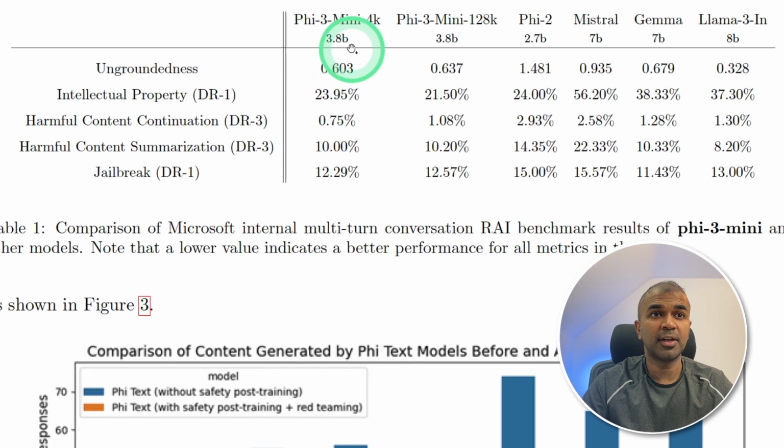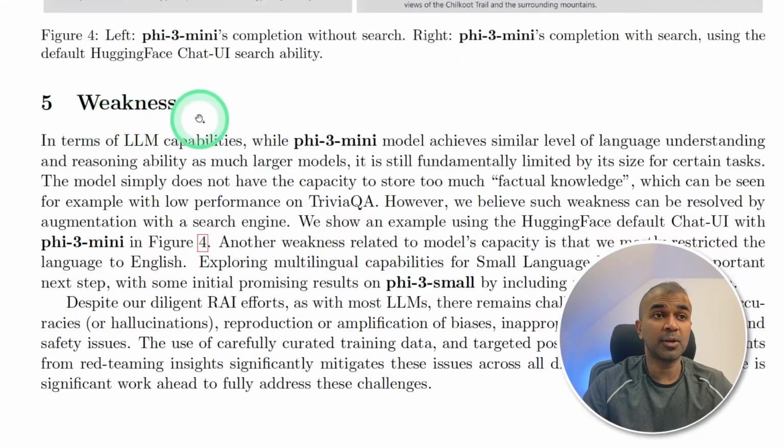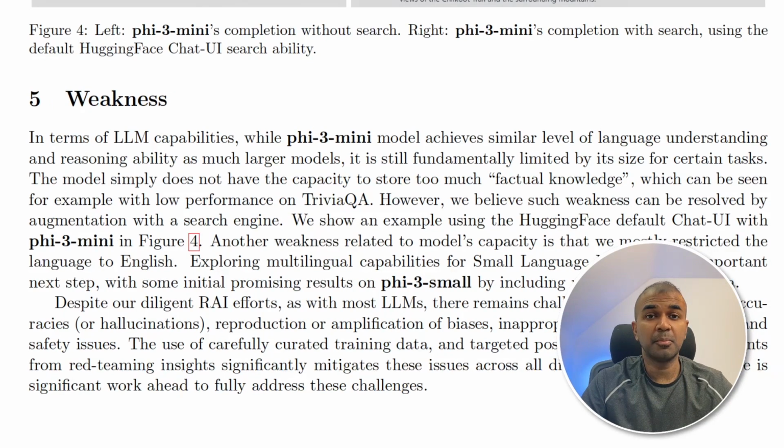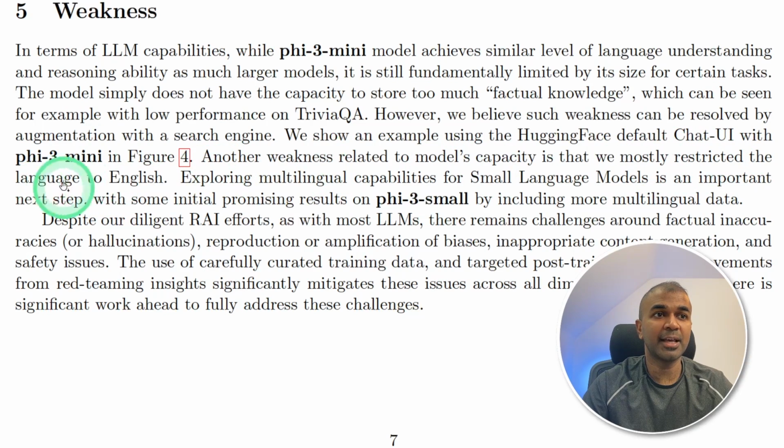In regards to safety, Phi-3 is comparatively safer compared to Mistral, Gemma, Llama 3 models. Lower number means it's safer. You can see the Phi-3 version running in iPhone. And finally, what are the drawbacks or the weaknesses? The model simply does not have capacity to store too much factual information or factual knowledge. That's because of its small size and fewer parameters. But when used together with Hugging Face chat UI and enabling the search engine, it is giving much better results. As you can see in this example, without search, the data is outdated, and with search, it's more accurate. The model is restricted to the language of English.